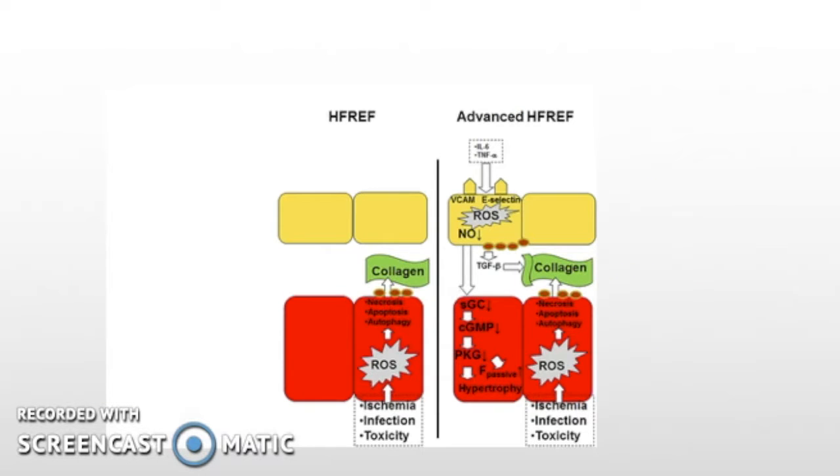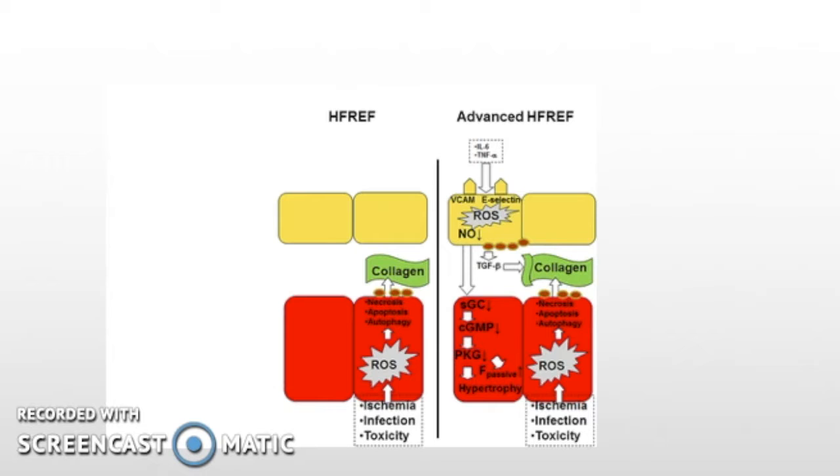In the left picture, we have heart failure with reduced ejection fraction, in which left ventricular remodeling is driven by progressive loss of cardiomyocytes. This loss of cardiomyocytes results from various modalities of cell death, such as exaggerated autophagy, apoptosis, or necrosis, all of which are triggered by oxidative stress present within the cardiomyocyte. The latter usually results from ischemia, infection, or toxicity.